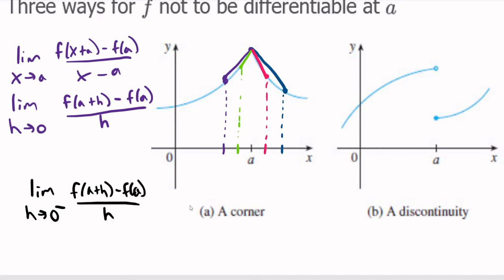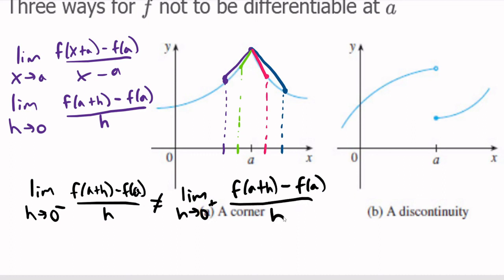So this limit is not going to equal the limit from the right. We don't even need right now exactly what those two limits are. All that's important is we know that from the left we're positive because our slopes are positive, but from the right we're actually negative. And so a negative number and a positive number are never going to be equal. There you go. So that's a corner. The limits from the left and right don't equal.